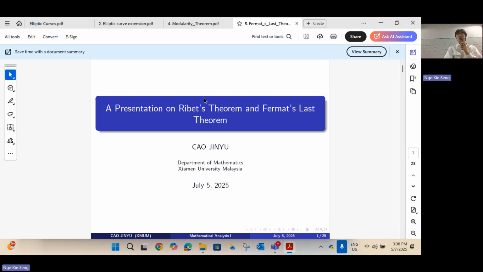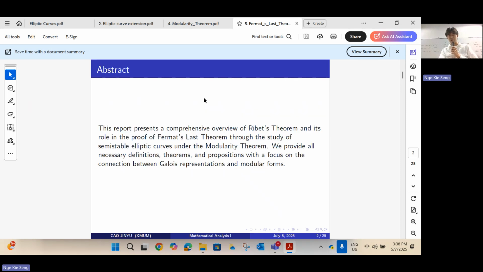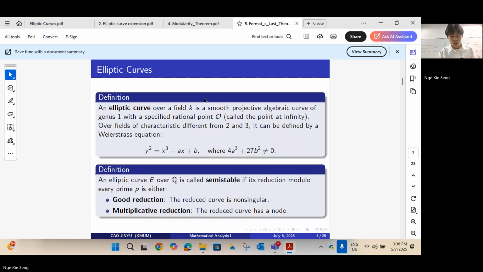Okay, so good afternoon, everyone. I'm Cao. Today I'm going to talk a little about Fermat's theorem. This problem remained unproven for over 350 years. Many mathematicians strove to solve this without success. So without further ado, let's see some basic definitions first.